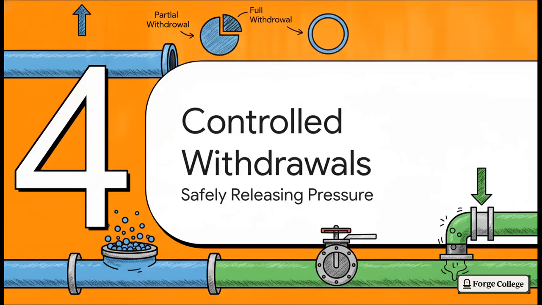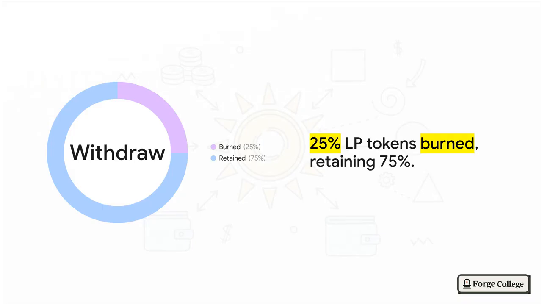Section 4. Executing controlled withdrawals. Safely releasing the pressure. Building a robust system isn't just about putting water in. We need to know how to safely trigger a pressure release by getting the assets back out without bursting the pipes. Let's look at how a partial withdrawal works mechanically.